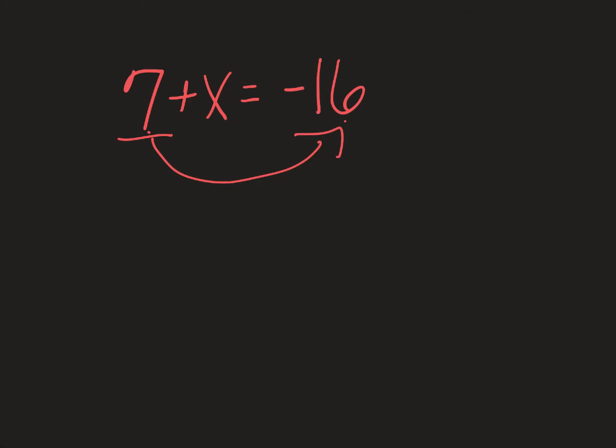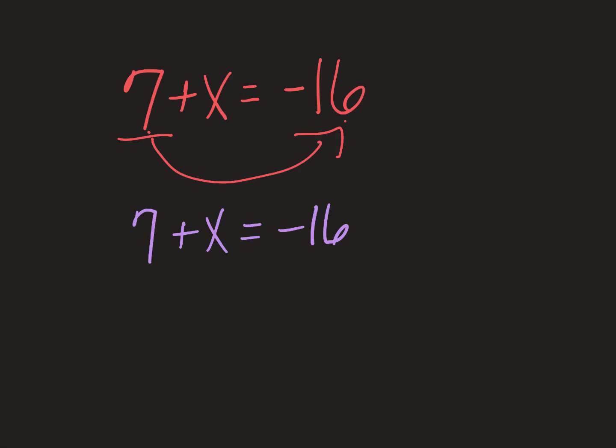Let's say that we have 7 plus x equals negative 16. Now, first of all, is there anything that I need to simplify here before I start bringing anything over from the left to the right? No, there is not, okay? So, I have 7 and negative 16. I need to bring this 7 over to the other side through its inverse operation, okay? And I'm just going to rewrite my problem here.